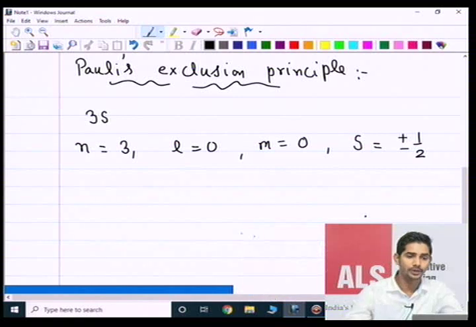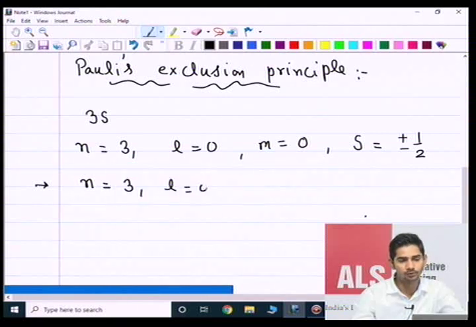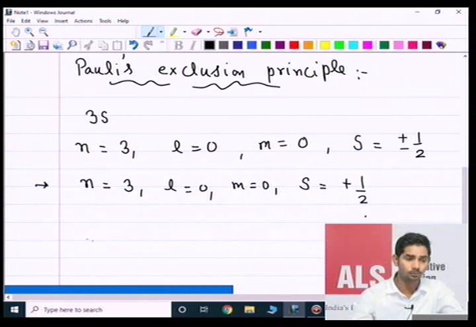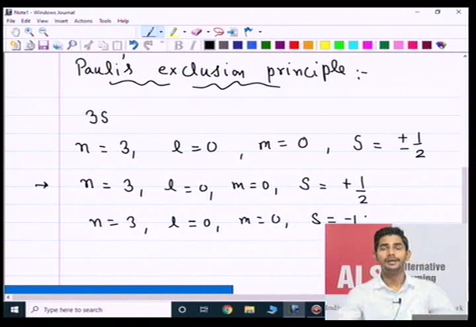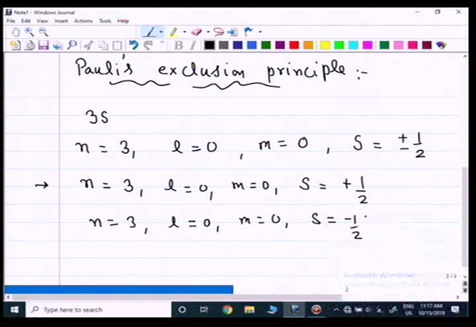Okay. So guys, what can we conclude? That we can have n equal to 3, l equal to 0, m equal to 0. In one case, s can be plus 1 by 2, whereas in the second case, s can be minus half. It means that an orbital can have a maximum of 2 electrons. One orbital can have a maximum of 2 electrons.